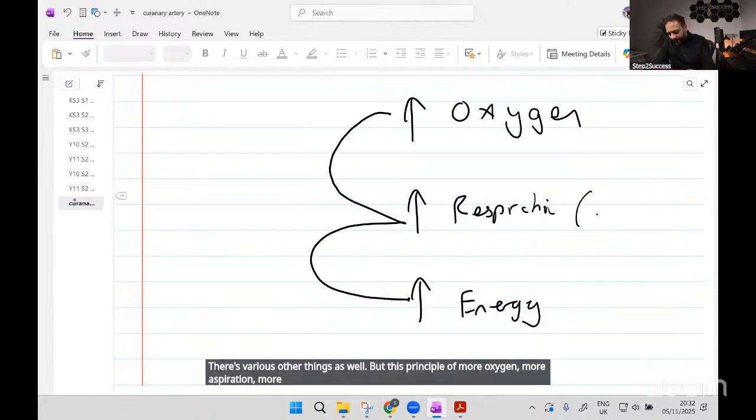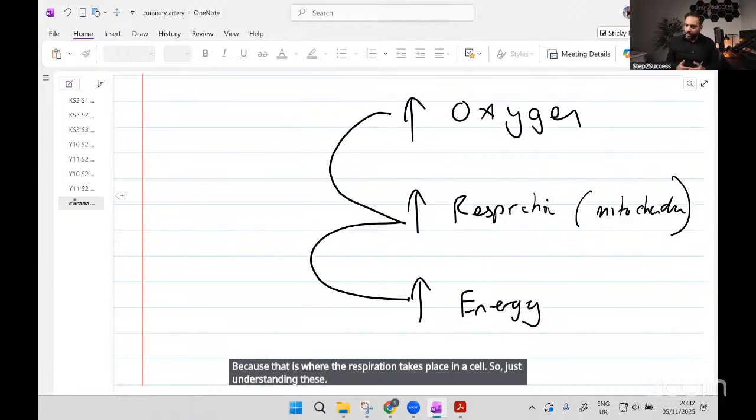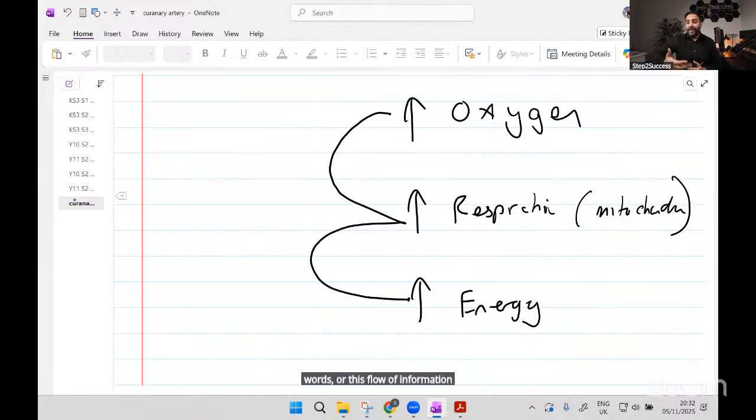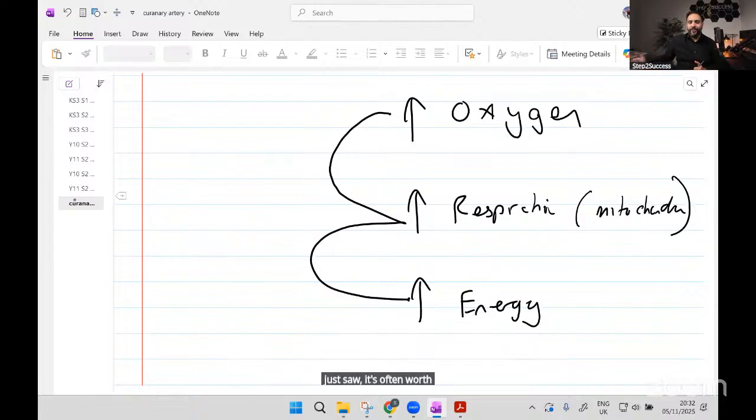And again, you can also link mitochondria to this because that is where the respiration takes place in a cell. So just understanding these words or this flow of information is important because, in fact, literally in that question that we just saw, it's often worth three separate marks. So having this clear in your mind avoids you losing any of those three marks.